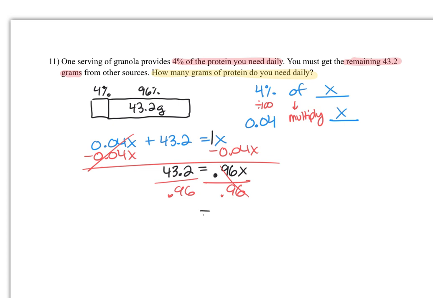That gives us 1x, and then what's the total amount of protein we need, guys? 45. What's the unit of measure for that? Grams. So we'll say, because it's asking what you need, I need 45 grams of protein daily.